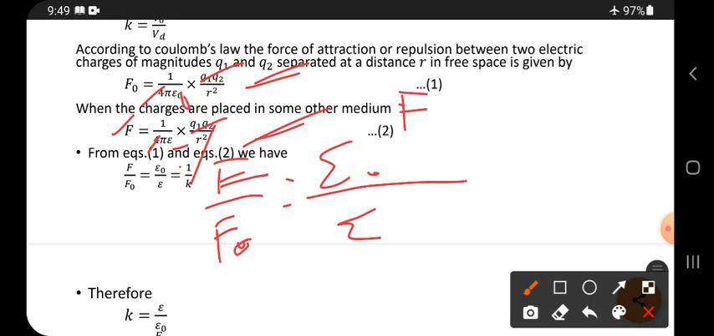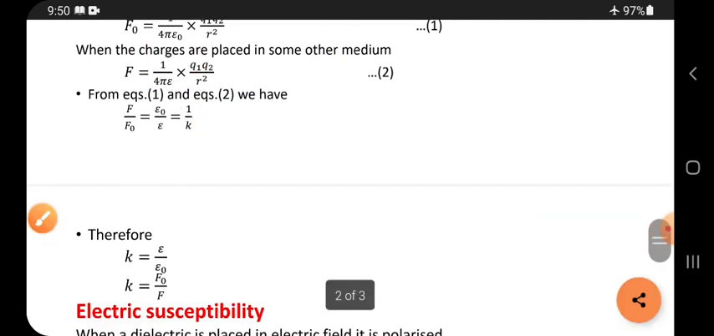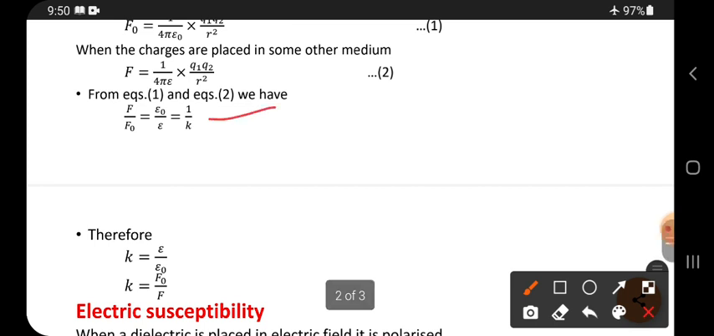Okay, and this is written as 1 by k. So f by f naught, epsilon naught by epsilon, is 1 by k. So from this, k is equal to epsilon by epsilon naught, and k is equal to f naught by f.